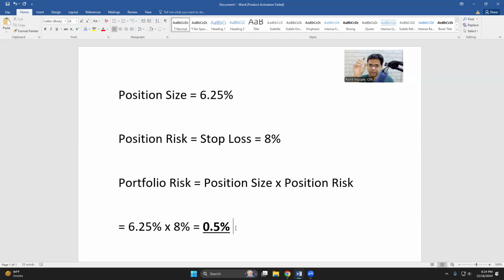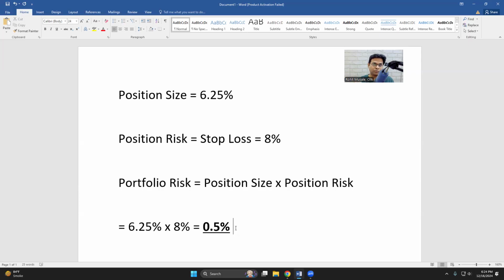Okay, which means let's say your portfolio is 100% cash and you see a stock like Dixon and you choose to take a 6.25% position size. You buy the stock, you keep an 8% stop loss. Okay. 99.5% of your money is not at risk. Let me repeat that. 99.5% of your money is not at risk. That is cash which you can assume is the cash that you have with you, because your total risk as a proportion of your portfolio is only 0.5%.